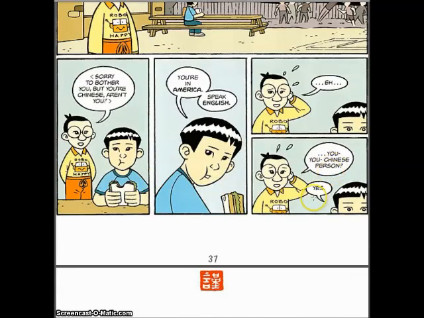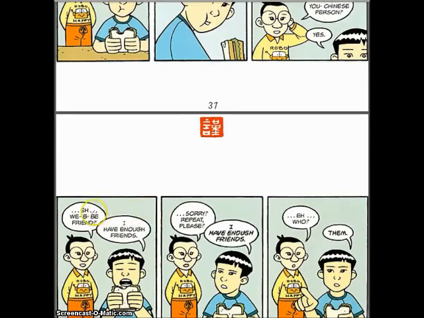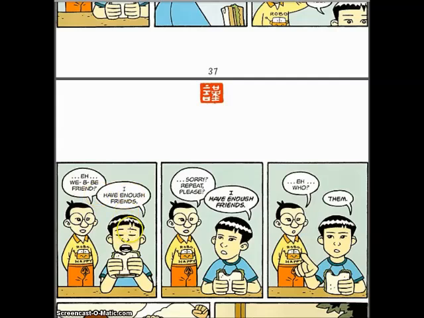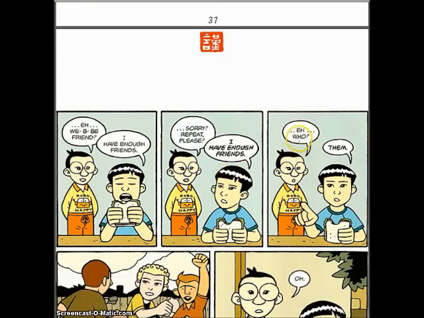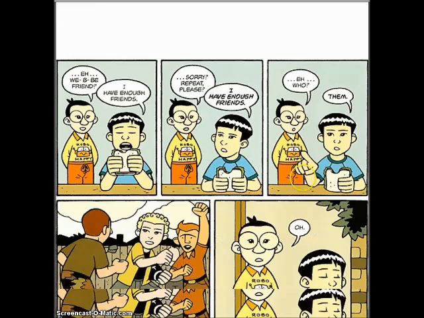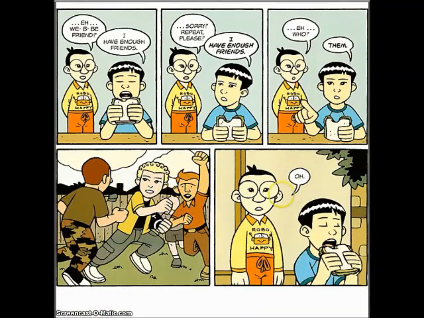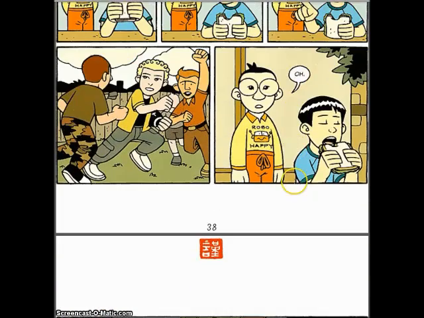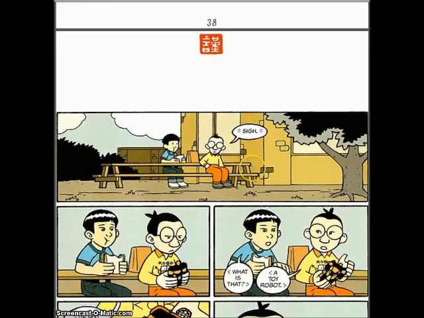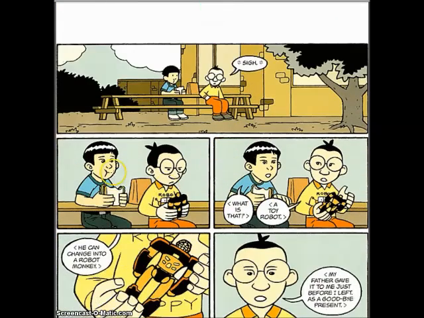"So you Chinese person?" "Yes." "Be friend?" "I have enough friends." "Sorry, repeat, please." "I have enough friends." "Who?" "Them." "Oh." "What is that?" "A toy robot."